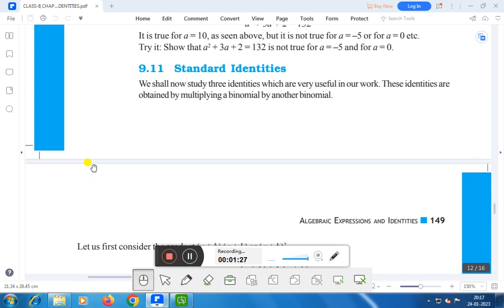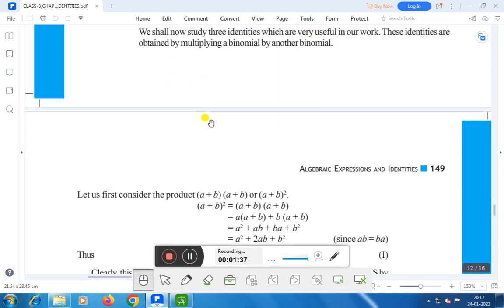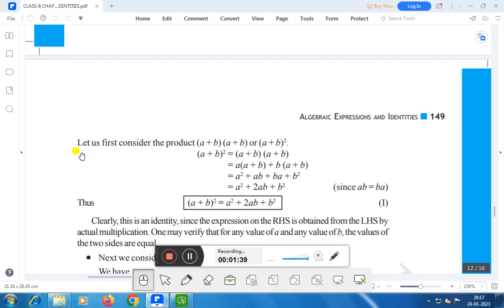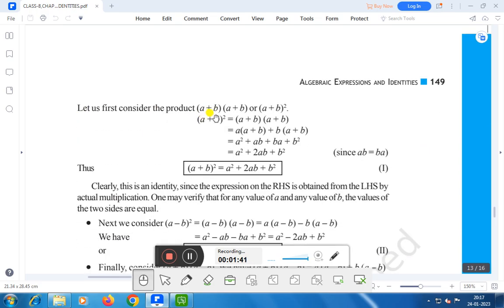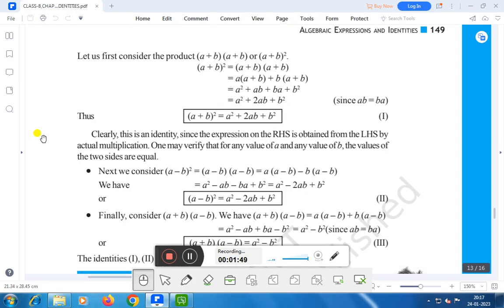Now we shall discuss standard identities. We shall now study three identities which are very useful in our work. These identities are obtained by multiplying a binomial by another binomial. Let us first consider the product (a + b)(a + b), or (a + b) whole square. That is (a + b)(a + b), and we will get a² + 2ab + b².